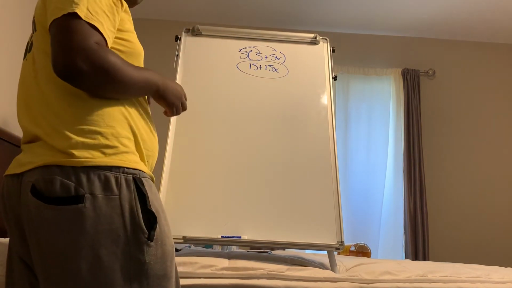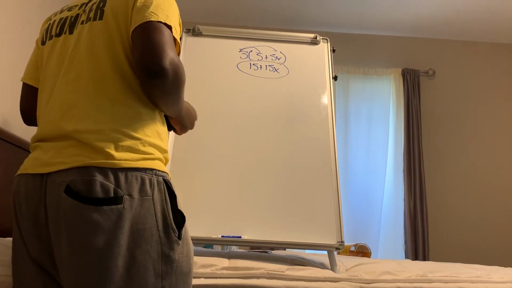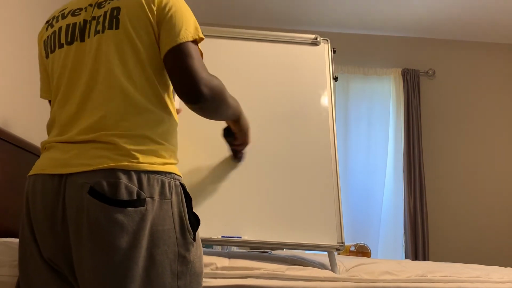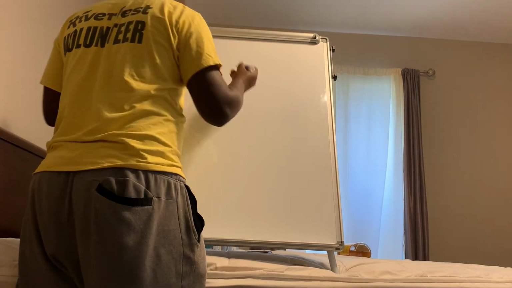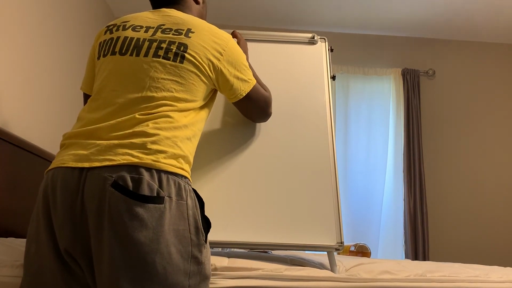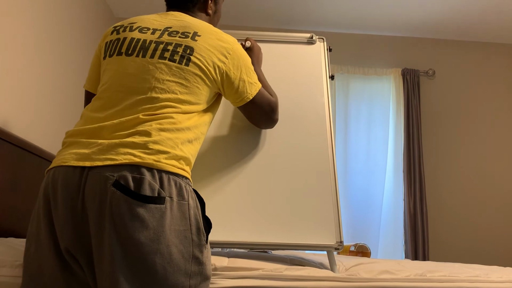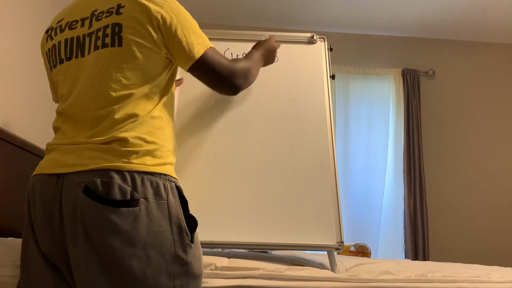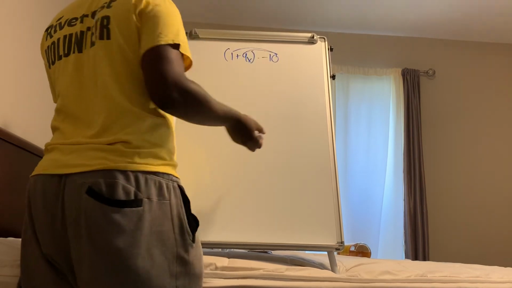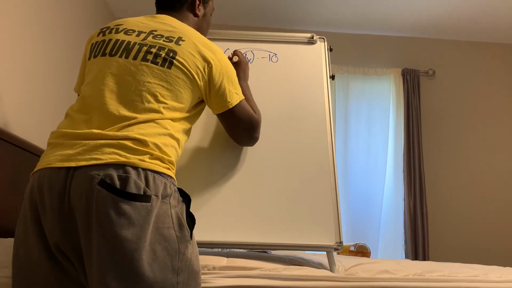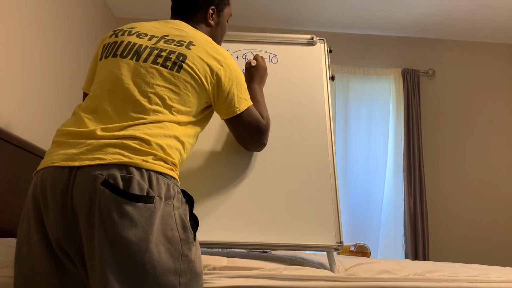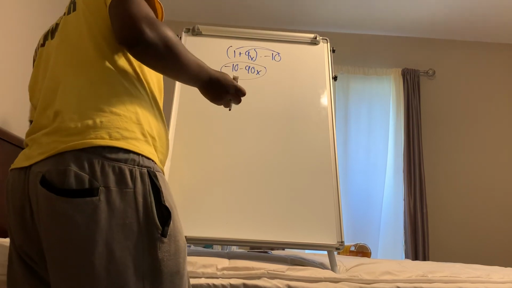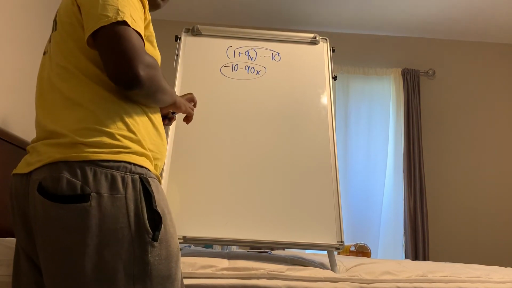And the last one for this assignment, it was just 24 questions, not too bad. We have 1 plus 9x times negative 10. Distributive property again, just like all the rest of them. We have negative 10 minus 90x. And that is the end of this assignment. It's all 24 questions.